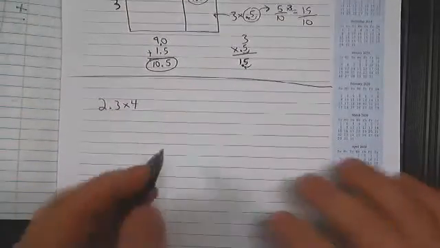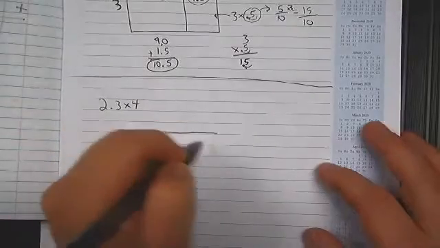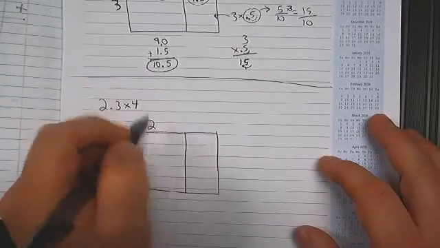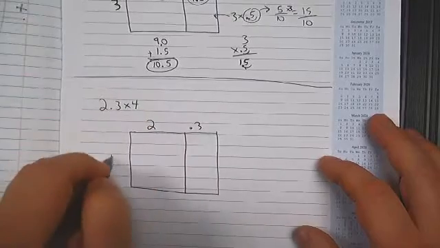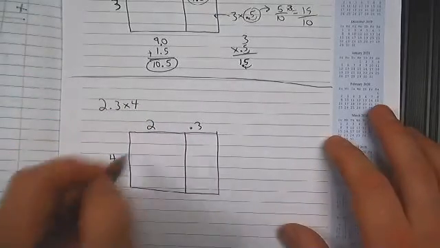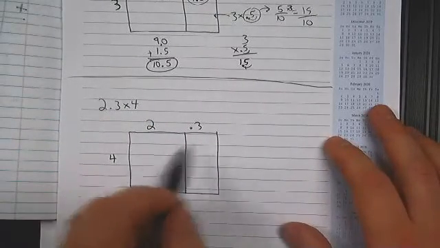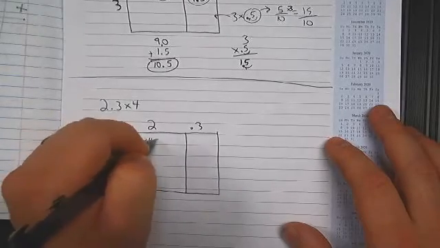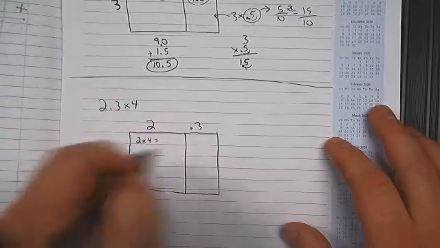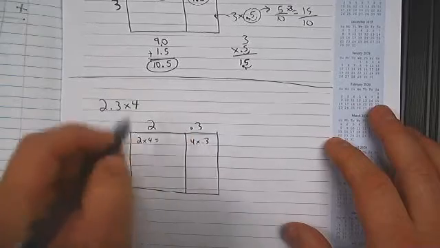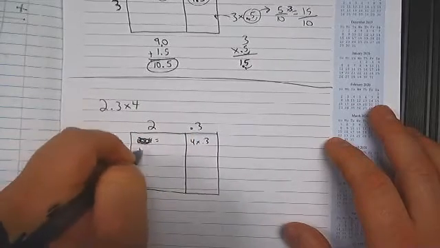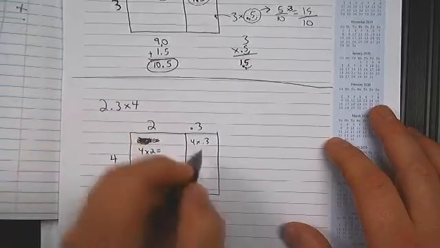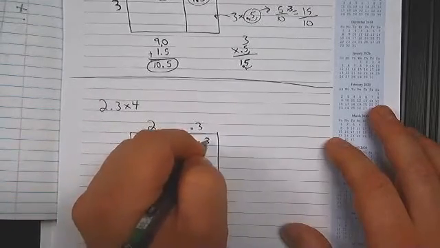Let's do the next one, 2 and 3/10. So I'm going to make a rectangle where one side is going to be, I split it up, 2, and then 3/10, and then 4. And so I'm going to find the area, or the partial products here, of each one of these rectangles. So 2 times 4, and then 4 times 3/10, which that should be backwards. That's backwards. Sorry, it's 4 times 2. There we go. 4 times 2, and then 4 times 3/10.